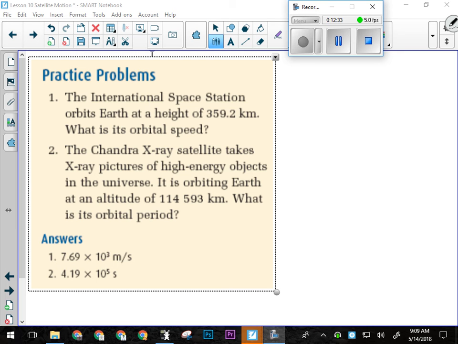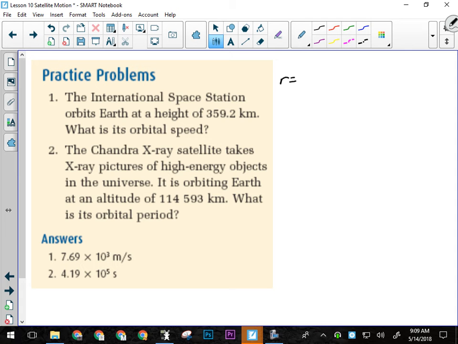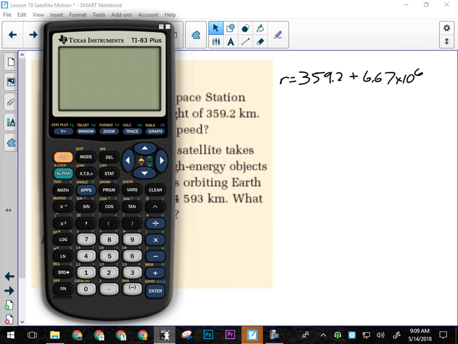So the International Space Station has an orbital altitude or height of 359.2 kilometers. So the first thing we have to do is figure out what the actual R is. So we have 359.2 kilometers plus our radius of the Earth, 6.67 times 10 to the 6. I'm going to convert that to meters when I actually do the addition here.